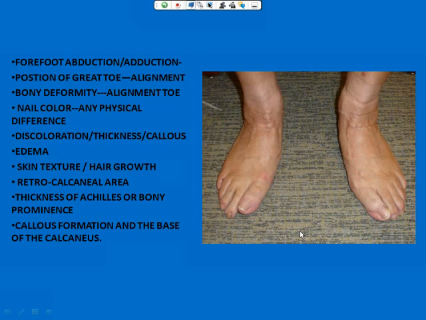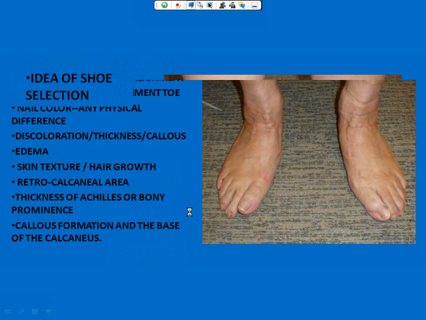You want to look for discoloration, thickness, calluses, and edema. Skin texture: is there hair loss, or are they growing hair on one foot versus the other? That can indicate a loss of circulation or other reasons. For the retrocalcaneal bursa area, that's looking at the posterior view. You want to look at the bony prominence of the calcaneus, and any callus formation on the calcaneus, whether medial or lateral, because that's where their main contact and main weight-bearing force is.